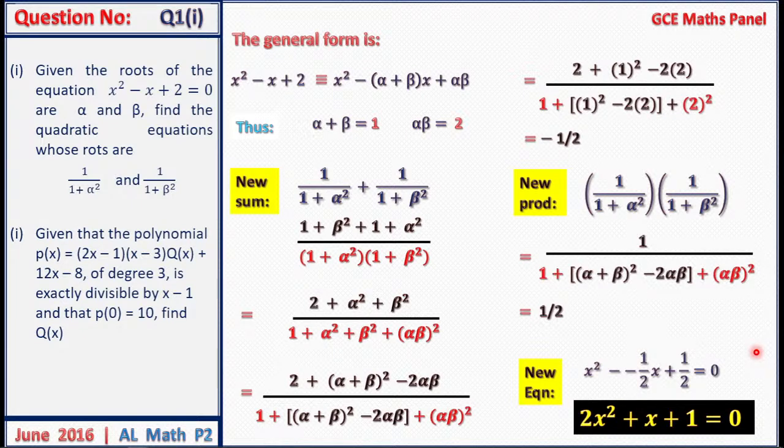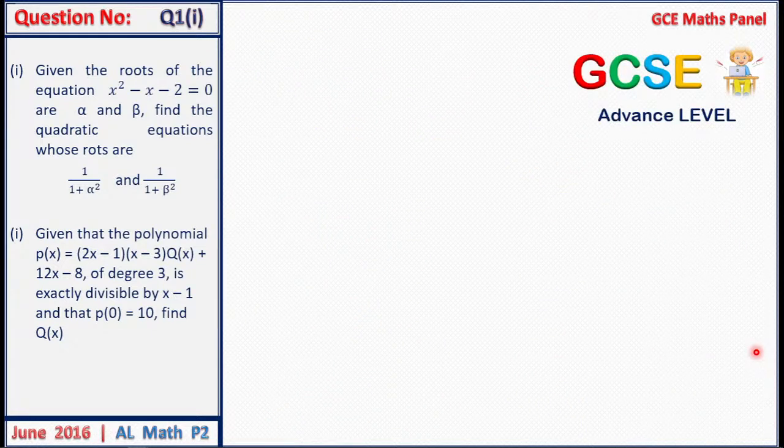The B part of this question reads, given that the polynomial p of x equals that and has degree of 3, is exactly divisible by x minus 1 and that p of 0 equals 10, find q of x. So this polynomial, the first thing is that it has a degree of 3. That means the highest power of x is 3. Then it is exactly divisible by x minus 1. That means x minus 1 is a factor. And you are being told that p of 0 equals 10. It means that when we substitute x by 0 in the equation, the remainder will be 10. So we are going to use all of these ideas to solve this equation.